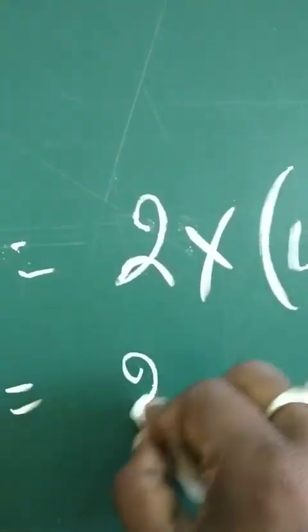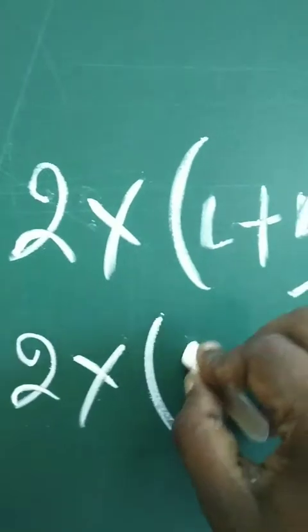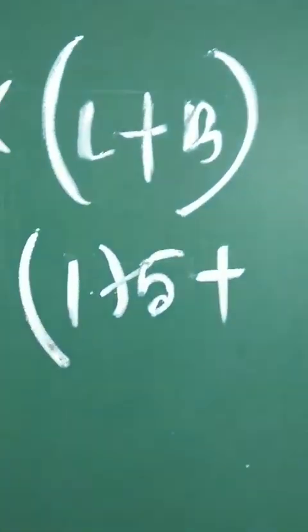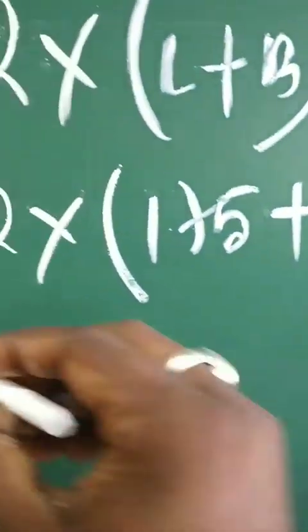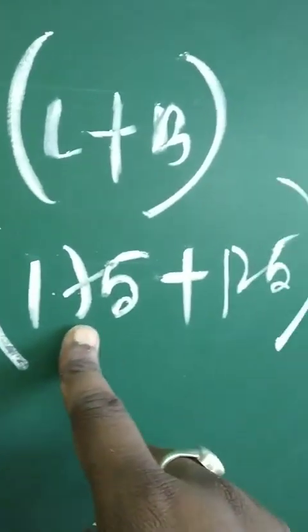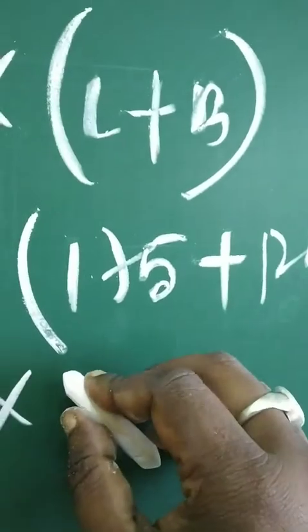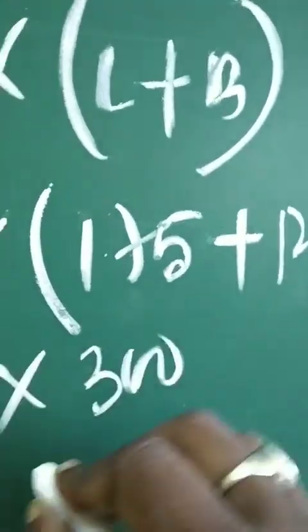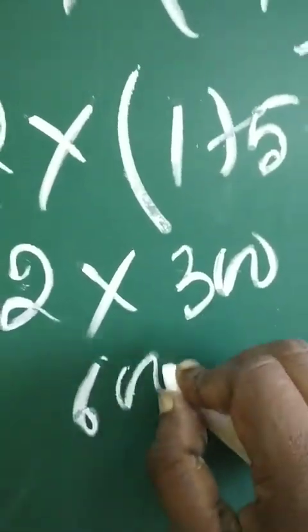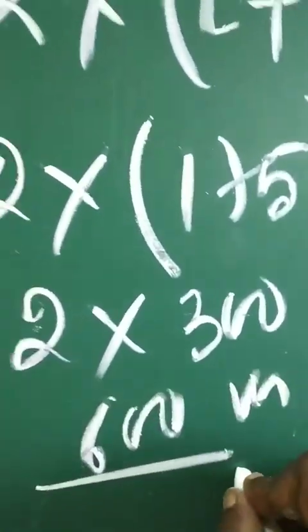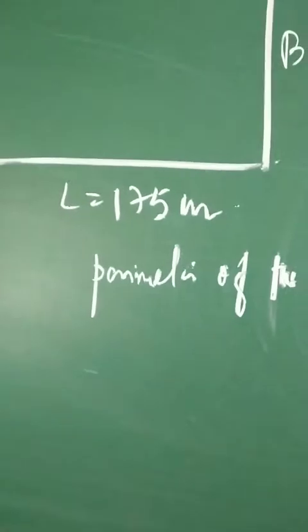So here I'll write 2 into length, that means 175, plus breadth, 125. So 2 into 175 plus 125, which is 300. So 2 into 300 is 600 meter. This is the perimeter of this rectangular garden.